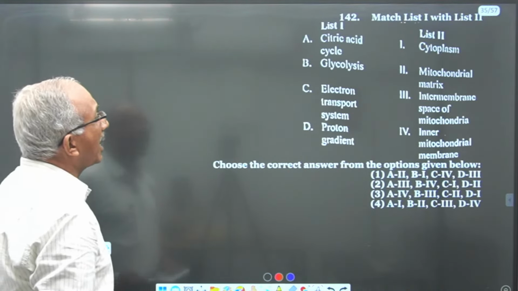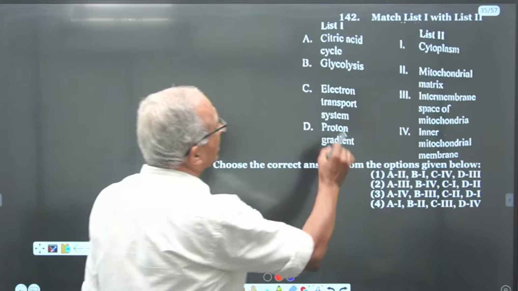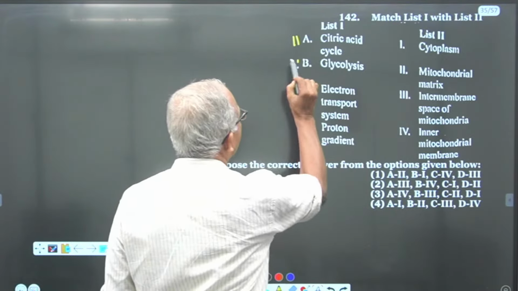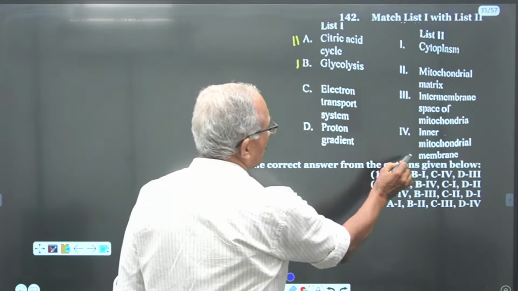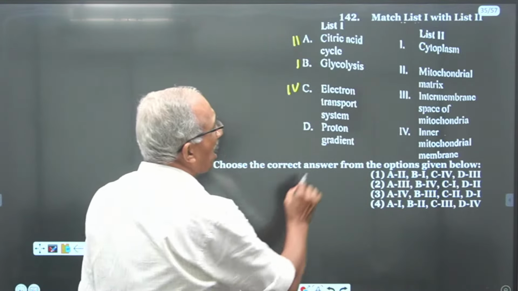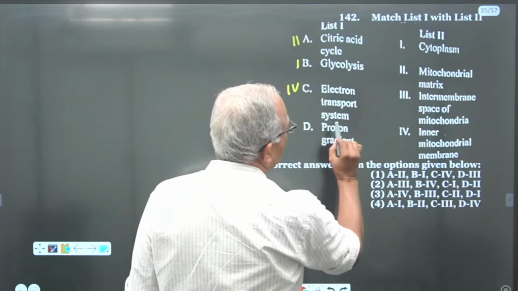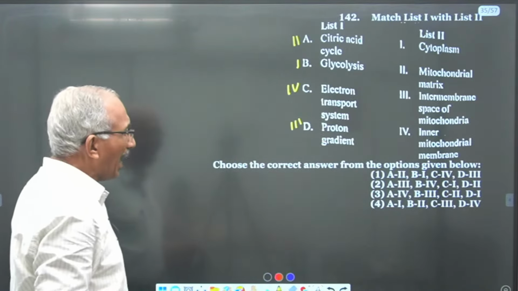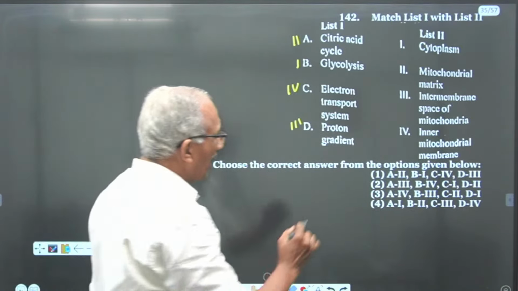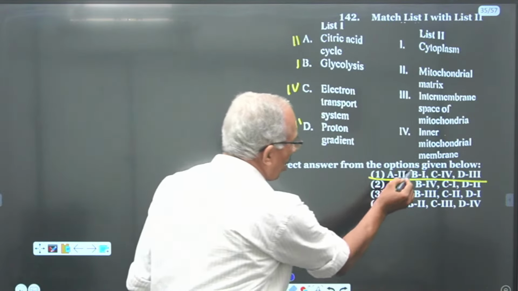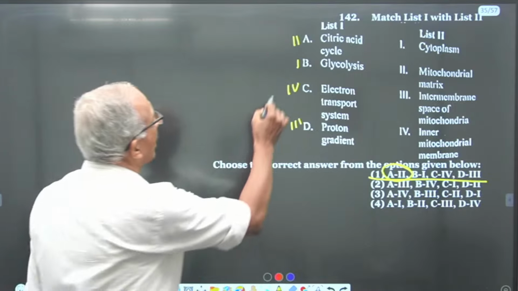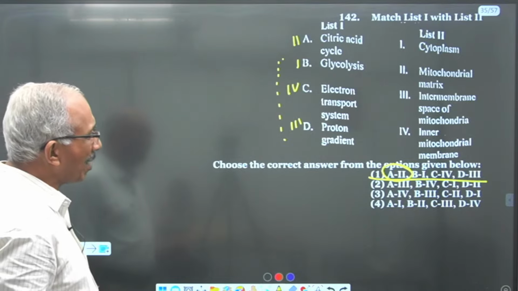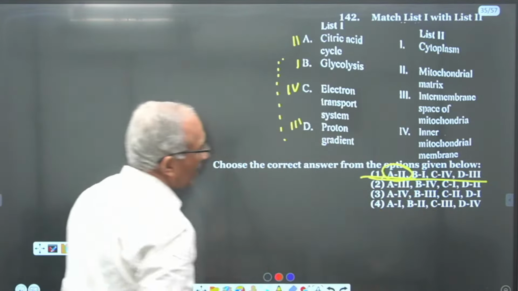Then here, the citric acid cycle takes place in the mitochondrial matrix, glycolysis in cytoplasm, electron transport system in the inner mitochondrial membrane, and proton gradient develops in the intermembrane space of mitochondria. A2, B1, C4, D3. There is only one option with A2, so there is no need of confusing with which one B, C, D can be matched, because there is only one option, A2.